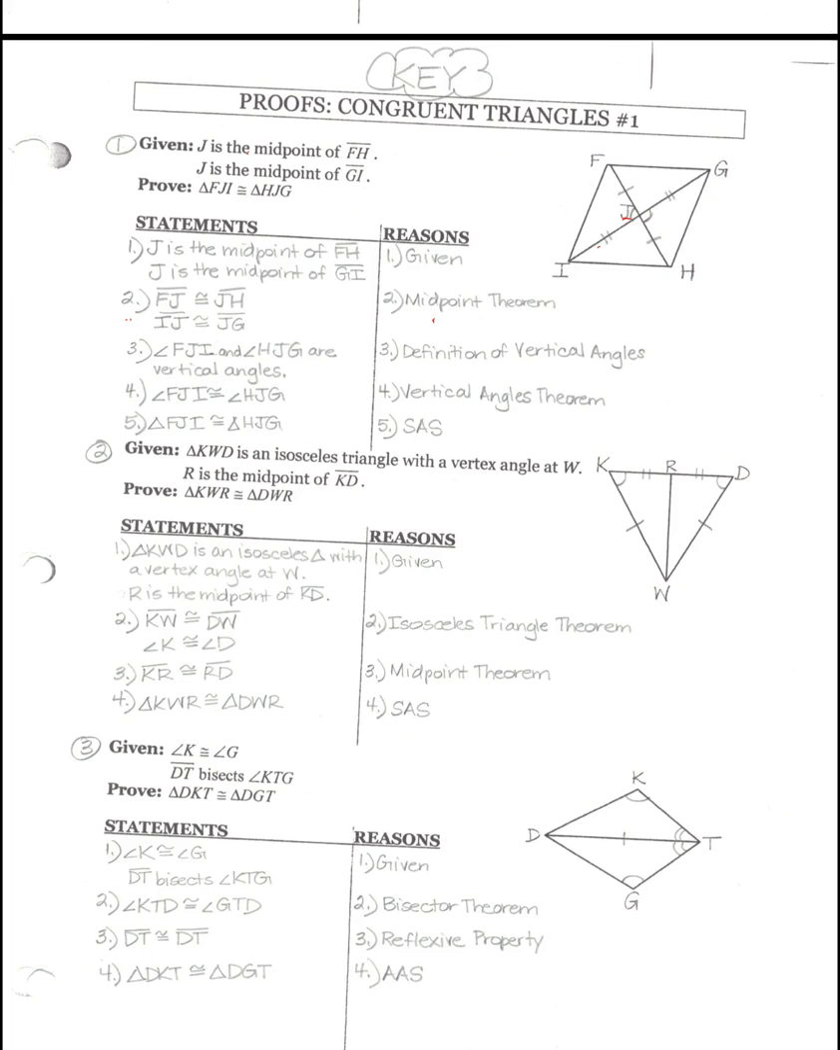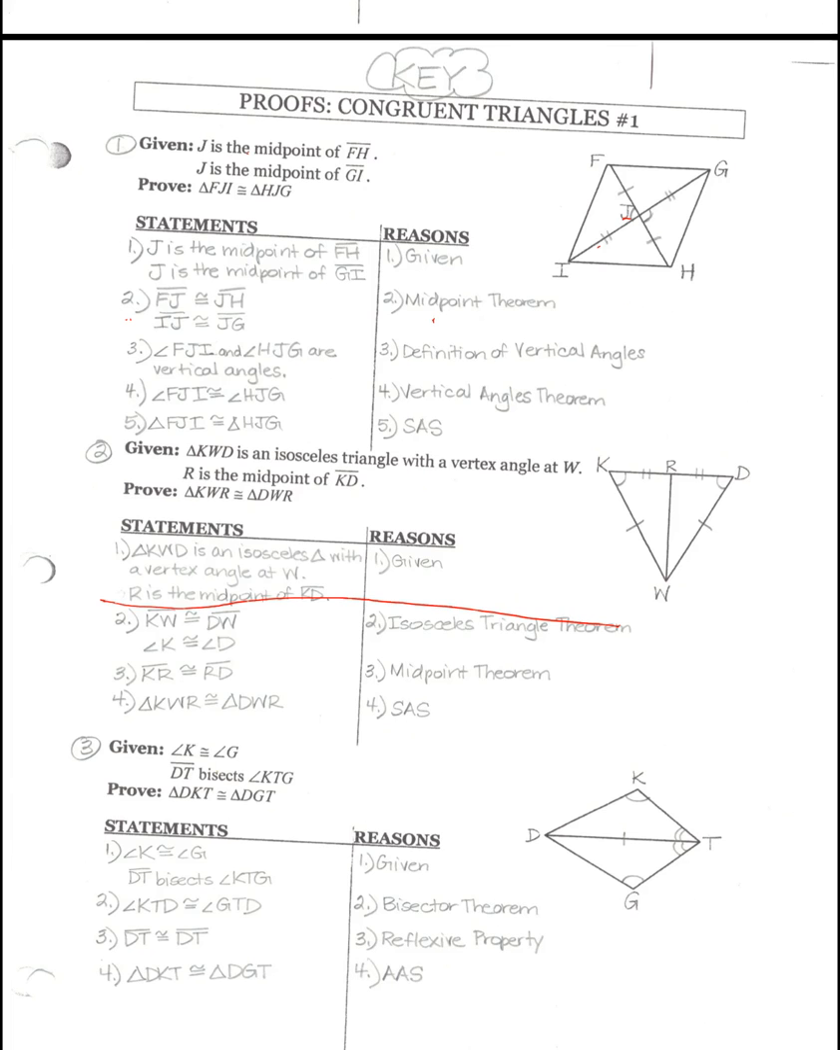Okay, all right, let's take a look at number 2. Number 2 says triangle KWD is an isosceles triangle with a vertex angle at W, and R is the midpoint of segment KD. Prove that the triangle on the left, triangle KWR, is congruent to the triangle on the right, triangle DWR. Okay, so start with the given, and then let's take the information that's in the given and work from it.